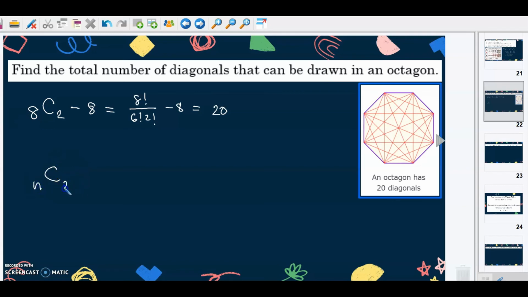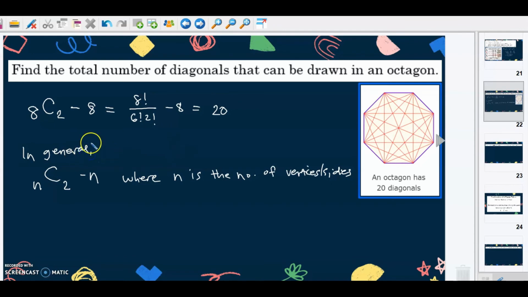of n taken 2 minus n, where n is the number of vertices or sides. Okay? So in general, we're going to use this formula in finding the total number of diagonals that can be drawn in a polygon. So let's say you're being asked to find it for the hexagon. So find the total number of diagonals of a hexagon.